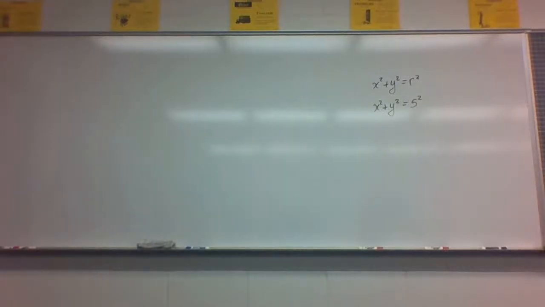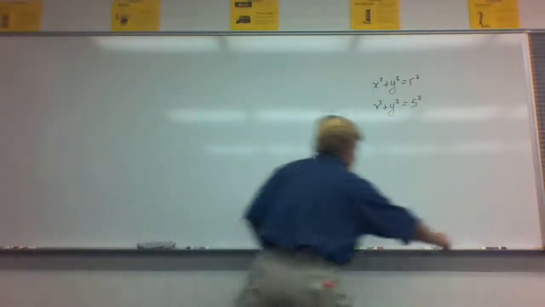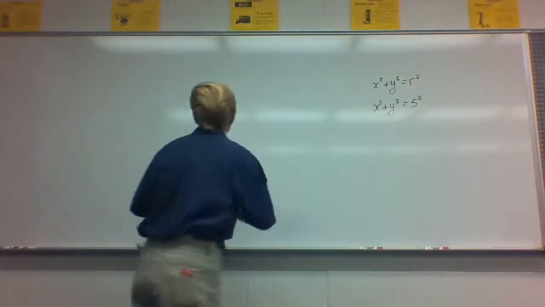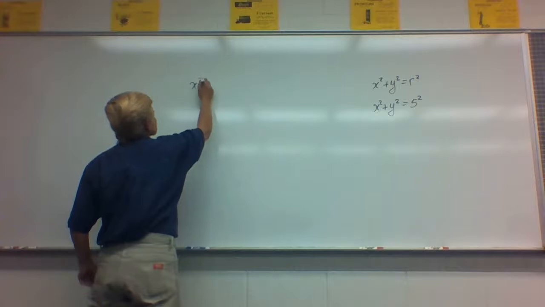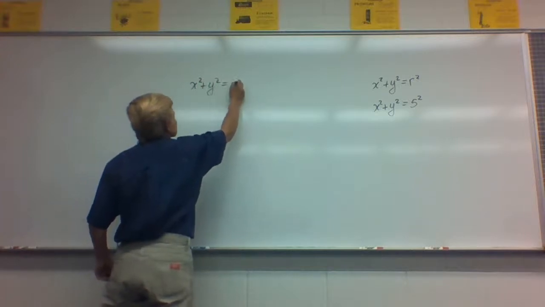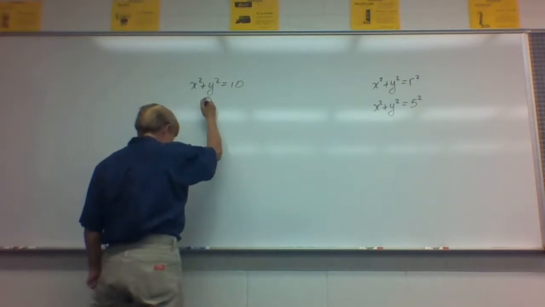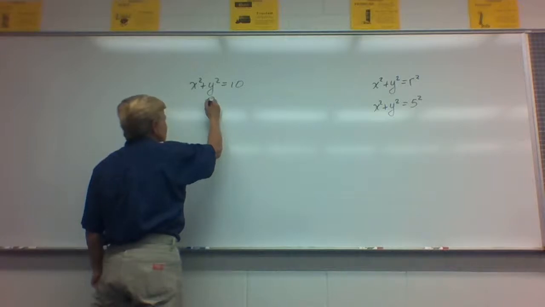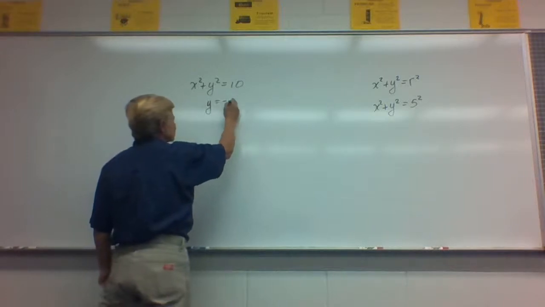Take a look at example 4. It says solve the system by substitution. X squared plus y squared equals 10, and y equals negative 3x plus 10. What did I say? Y equals negative 3x plus 10?